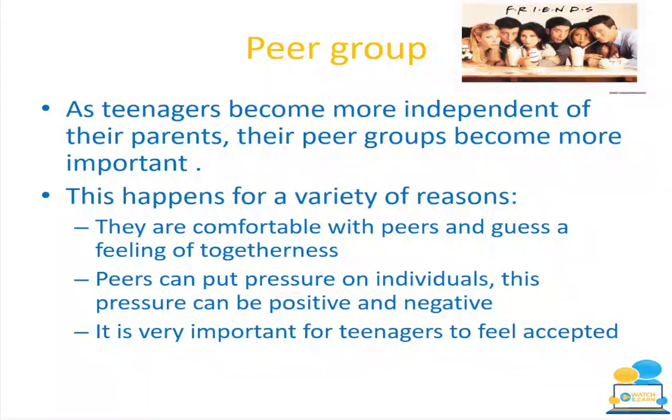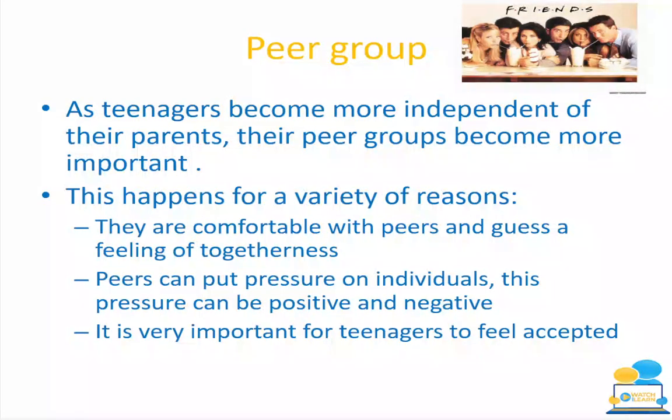You might start to go out more with friends after school, meet up with them during the weekends, okay? So therefore, you're spending more time with your friends than you used to in primary school because the days are longer in secondary school. So teenagers will become more independent. This happens for a variety of reasons, okay? They're more comfortable with people their own age. They feel like they understand them better.